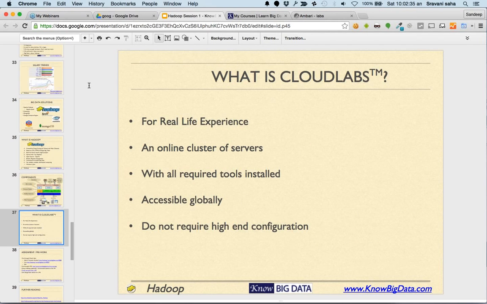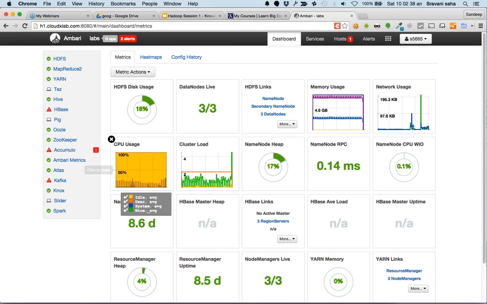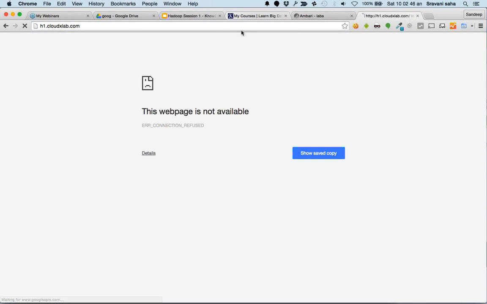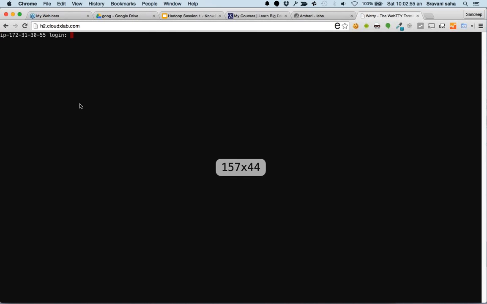So Cloud Labs, we have seen already that there is something called Ambari, Hue, and if you want to see, there is a console as well. You can go to H1 and you will see the console. All right. Now after logging in, you can start working with Hadoop components. All right. Good.